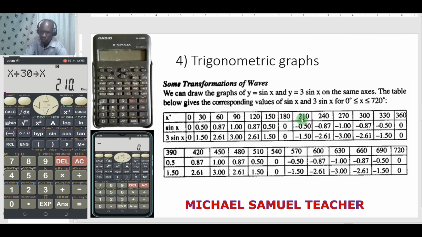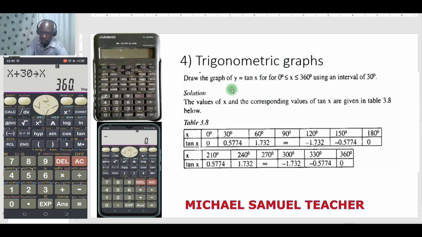When x is 210, sine 210 is negative 0.5, and so on. Keep on all the way up to 720. So it is much easier to follow that step toward the end, and you'll be able to fill the table in no time. So lastly, I want to finish up with the tangent curve for the range of values from 0 all the way to 360.